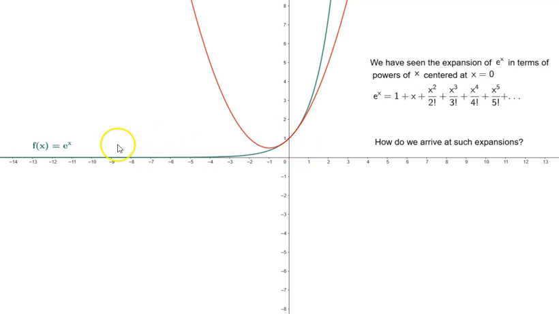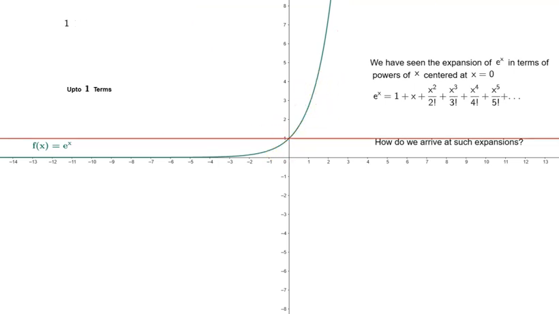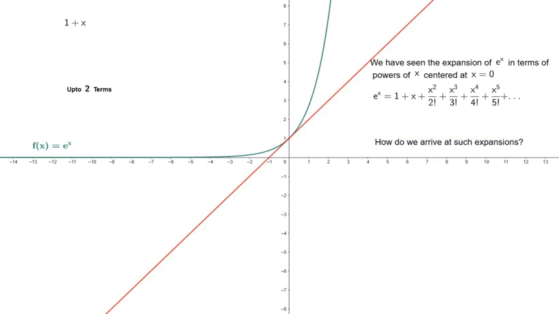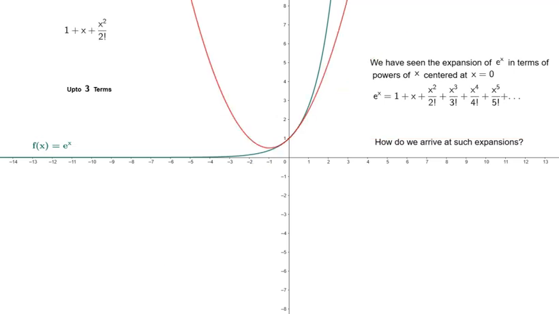Now, if we take the first three terms, to figure out how many terms we are taking, let me bring up this, and let me also display the expression that we are working with. So here we have taken up to 3 terms. So we have 1 plus x plus x square by 2 factorial, and this gives us this parabola. And you might notice that as we increase the number of terms, it tends to start hugging the curve.